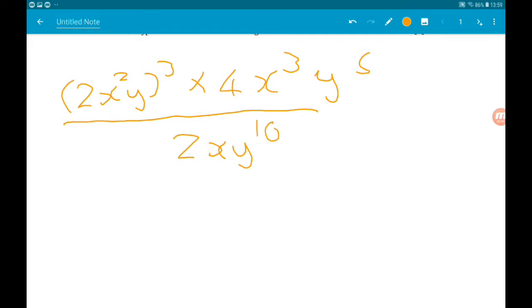Okay, so first of all we need to expand that bracket. When you have powers separated by brackets, they multiply together. So, the 2 essentially has a power of 1. So we're going to get 2 cubed, which is 8. Then we're going to get x to the power of 2 times 3, so x to the power of 6. And then we're going to get y cubed.